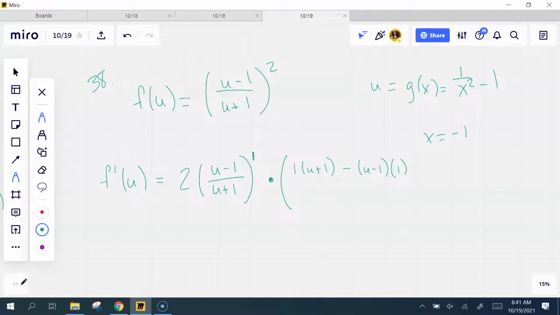Wait, so what you're telling me is we're doing chain rule, but the inside is a quotient. That's correct. Yeah, that's actually pretty cool.